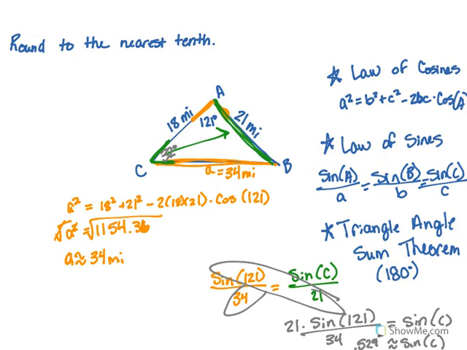Now, you've got all the hard stuff done. Just subtract those other angles from 180. So we have 180 degrees minus 121 degrees minus 32 degrees. And what did you get, Emily? 27? Mm-hmm. So the last one's 27 degrees. So that's an example of a law of sines and a law of cosines all in one.